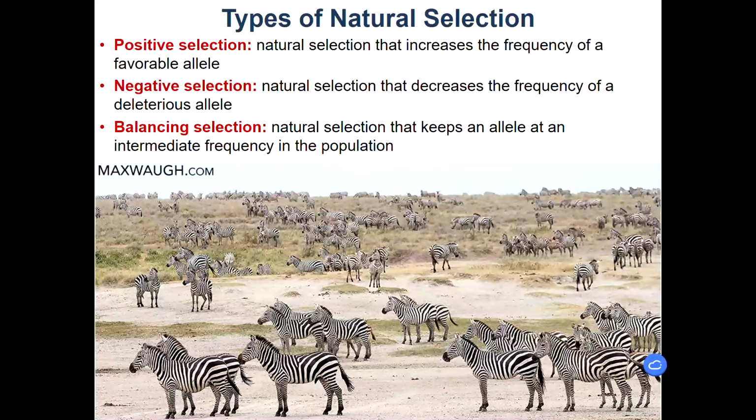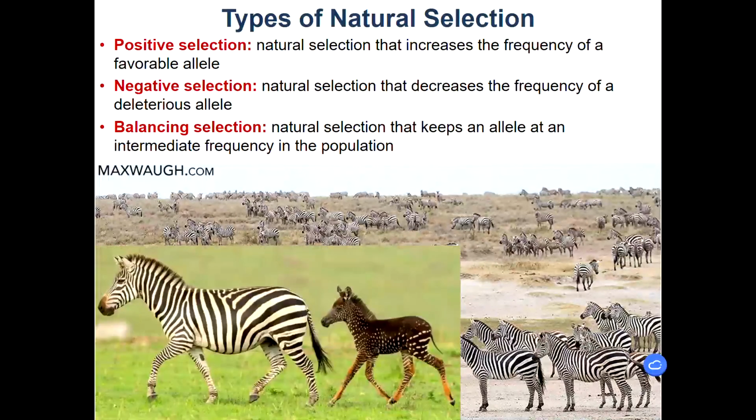Yeah, so we might think that this is an example of positive selection because this stripe allele is staying in our population. Do you have a question? Couldn't it also be negative selection for bad traits that pick out certain ones? Yes. So negative selection is also happening in our zebra population.